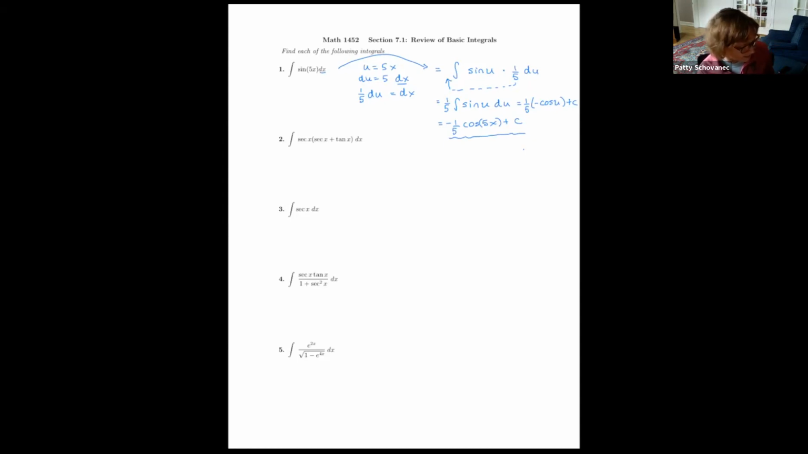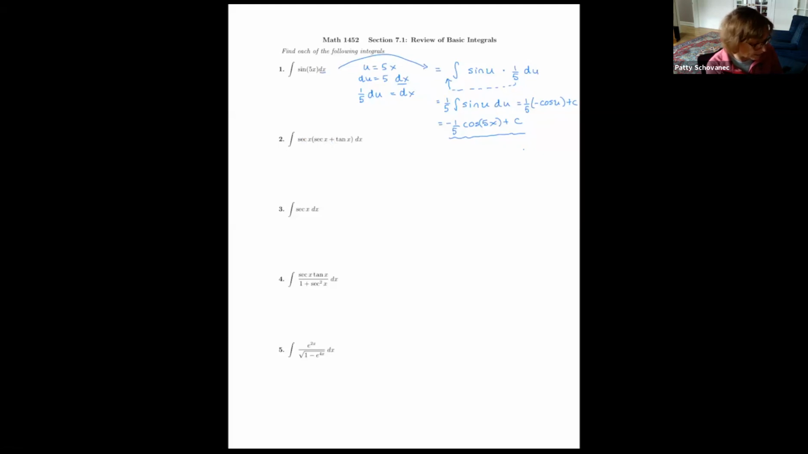All right, now let's look at number 2 here. It's almost a u du, right? If I take u to be the secant of x, its derivative is the secant of x times the tangent of x. But I don't have secant times tangent, I have secant plus the tangent. So it's not a u du integral the way it sits. So we got to try something else.